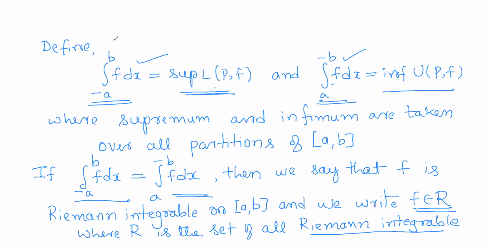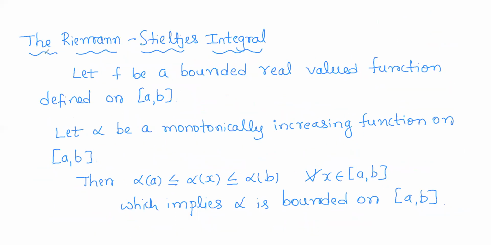So how will we define the Riemann-Stieltjes integral? Now we come to the Riemann-Stieltjes integral. Once again, the procedure is the same, everything is the same, only the replacement is that in place of the natural increasing order of real numbers, we consider any other increasing function. So once again, the same initial point. Let f be a bounded real valued function defined on some closed interval [a, b].